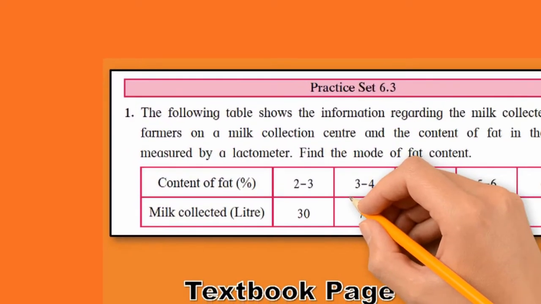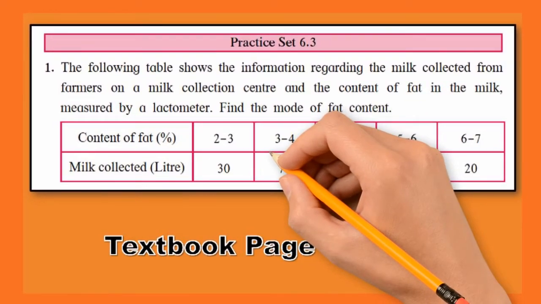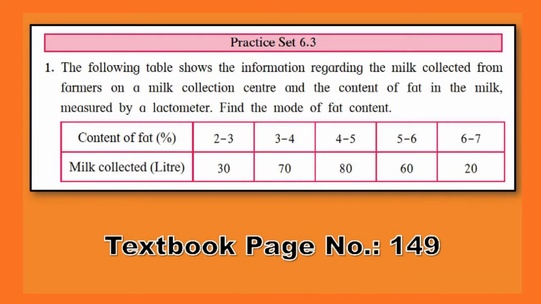So now let us learn practice set 6.3 to understand how to find out the mode of grouped data. Question number 1. The following table shows the information regarding the milk collected from farmers on a milk collection center and the content of fat in the milk measured by lactometer. Find the mode of fat content. So here, before we understand the question and mode, let me tell you that the content of fat in milk is counted in liters.